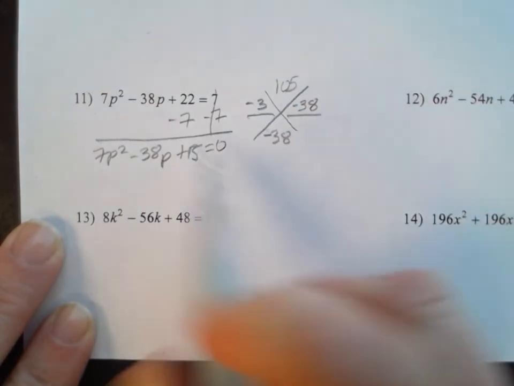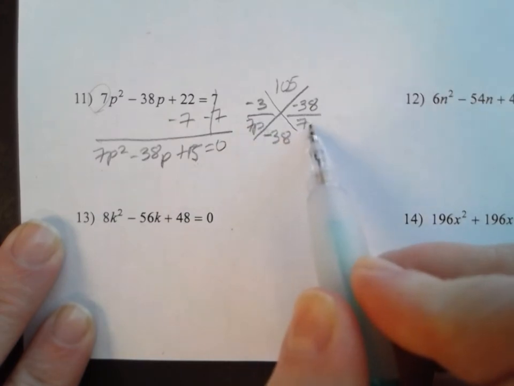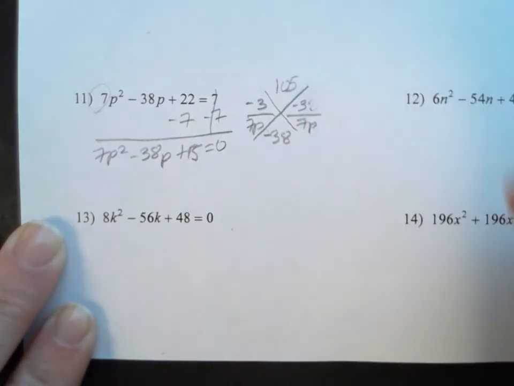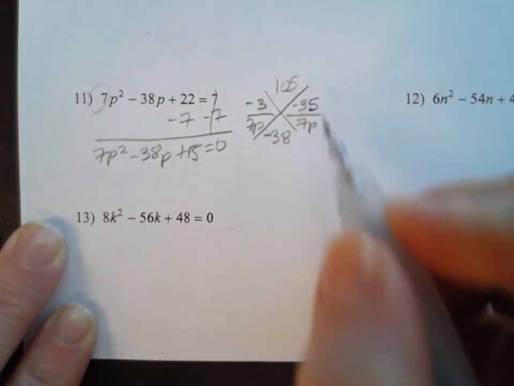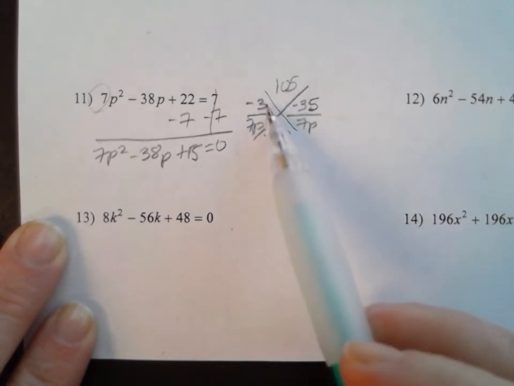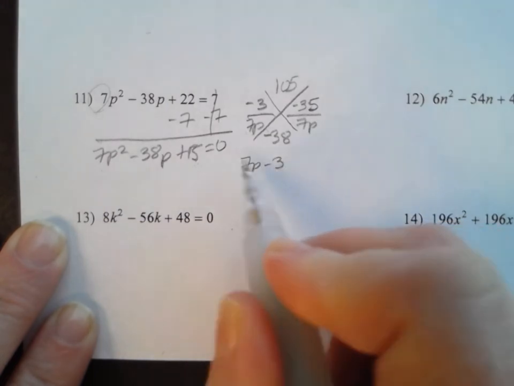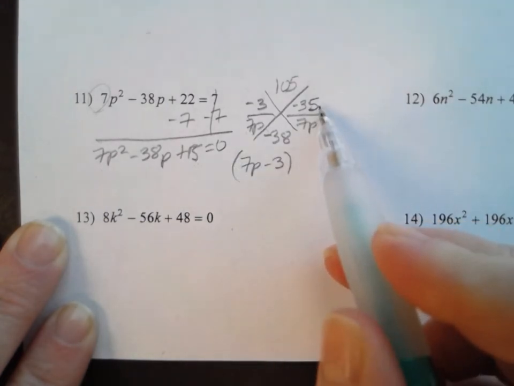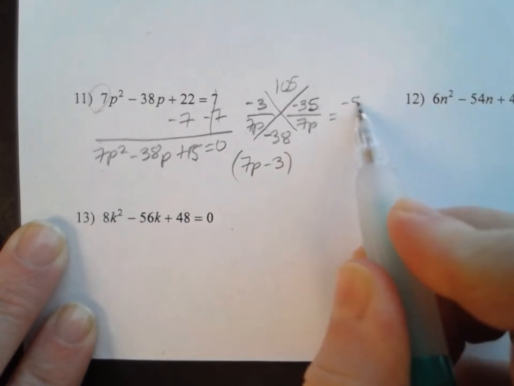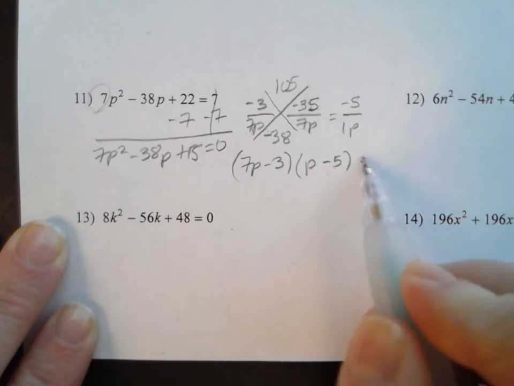Remember to divide the side numbers by a into the variable, so 7p. And I wrote a 38 there instead of a 35. Let's see if we fix that. There we go. All right, then, to finish up, we need to see if these will reduce. Well, 3 over 7 will not reduce, so my factor is 7p minus 3. And my factor here, this will reduce. Negative 35 divided by 7, that reduces to negative 5 over 1p. So my factor is p minus 5.